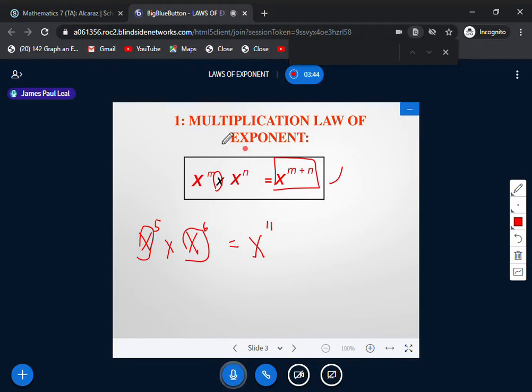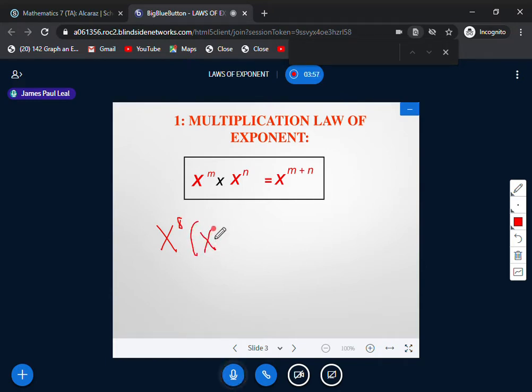Multiplication law of exponent. Another one for you to understand more. For instance, say I have here x raised to 8 multiplied by x raised to 7. What will be the result? Again, don't be confused: I use open and close parentheses, but the operation involved here is multiplication. All you have to do is add 8 and 7 since you are multiplying the two variables. So copy the variable, and 8 plus 7, you will have 15.